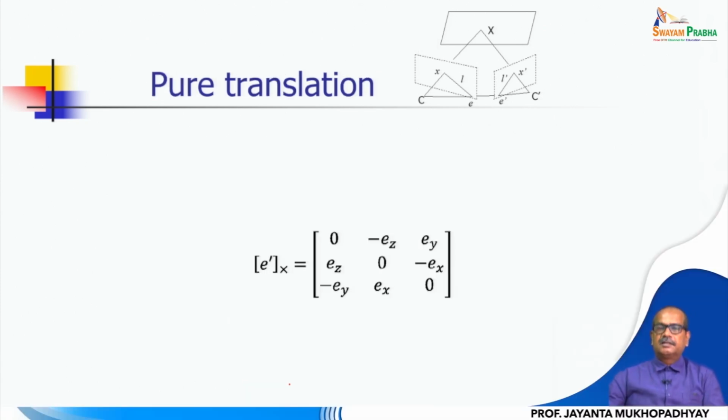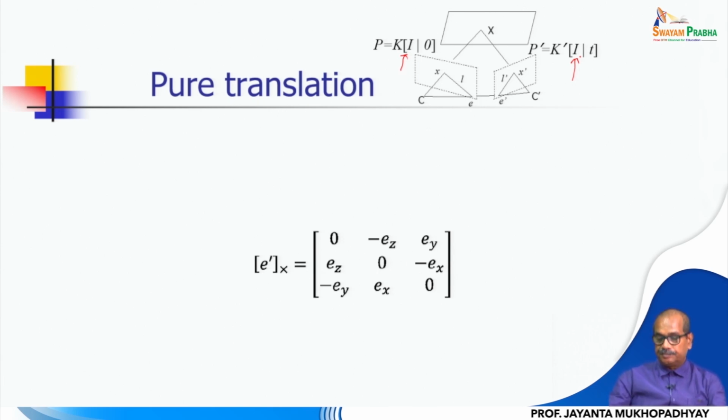Now let us consider another special case of stereo configuration, where we have only pure translation, meaning we do not have rotation between the cameras. That means their axes are aligned, but the camera centers are translated. So the projection matrices would look like this. You see that the rotation part is the identity matrix, which shows that there is no rotation.